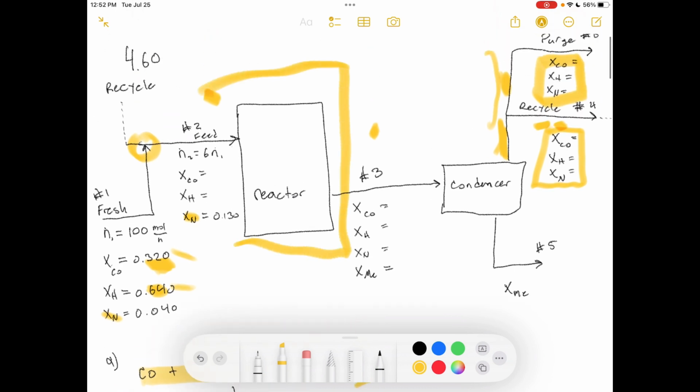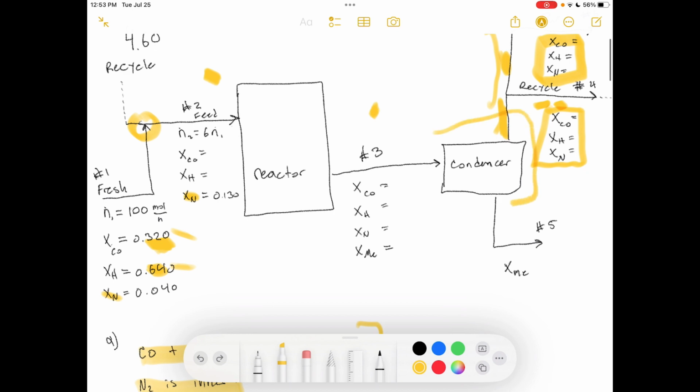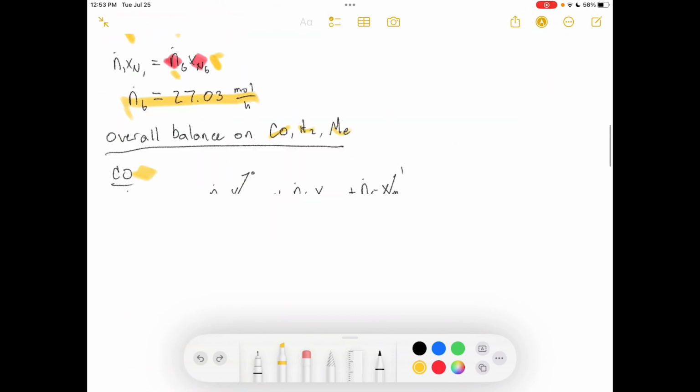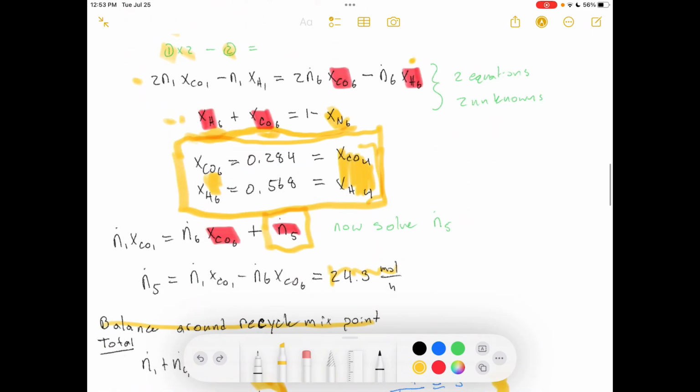If we draw a box around this, we don't have enough information about the reaction to be able to do that balance, right? Not enough information. So instead, we'll do a balance around the condenser. We haven't done that yet. So let's go back to the condenser here.